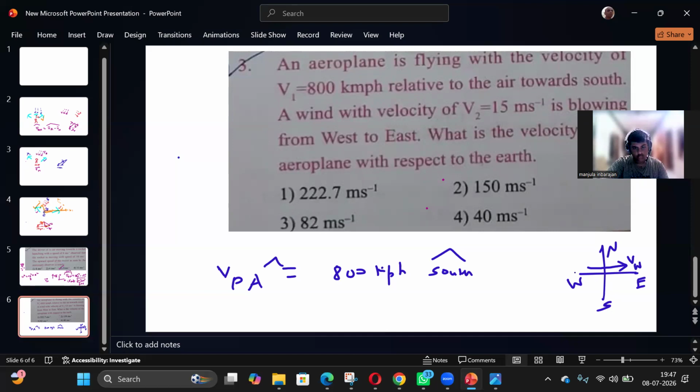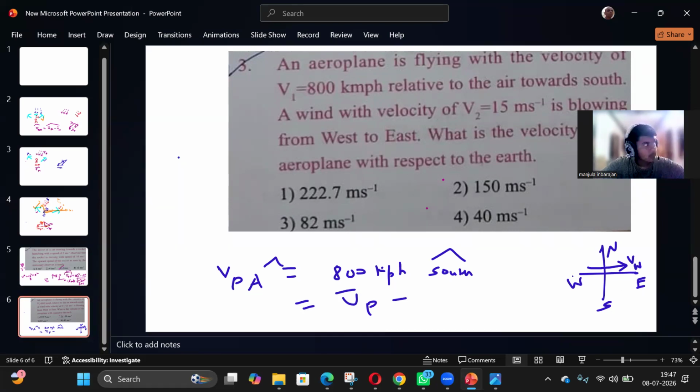Here it's air. Wind and air are the same, and the velocity is given. So velocity of air with respect to Earth is velocity of plane vector minus velocity of the wind. Let me call west to east as I cap. Towards north will be j cap, towards south will be minus j cap.